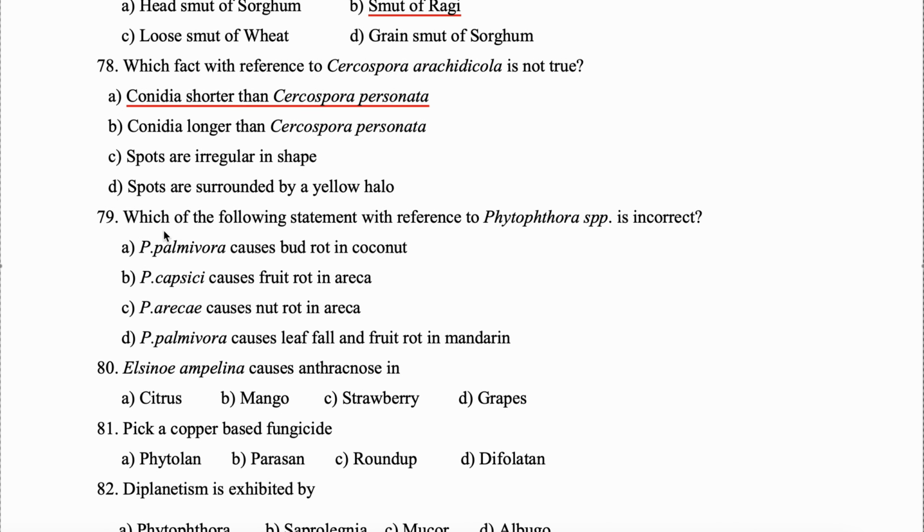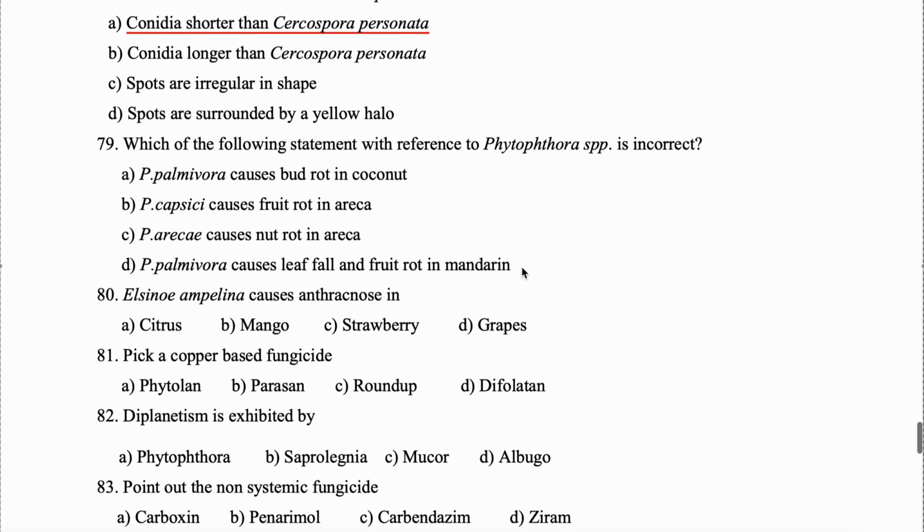Question 79. Which of the following statements with reference to Phytophthora species is incorrect? Here we see options B and C both claim that these pathogens are causing fruit rot in areca. Phytophthora arecae obviously causes nut rot in areca, but Phytophthora capsici cannot cause fruit rot in areca. So option B is the correct answer.